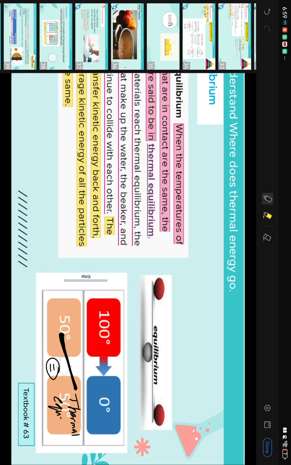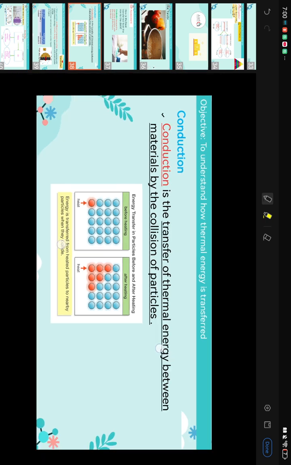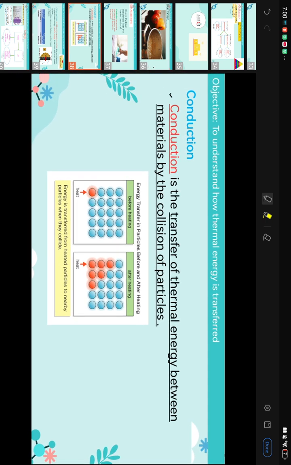Okay, so let's see how energy transfers in 3 ways. I mentioned it at the beginning of the class: by conduction, convection, and radiation. So if we look at the first one, conduction. What's the meaning of conduction? Conduction means transfer of thermal energy between materials by collisions of particles.